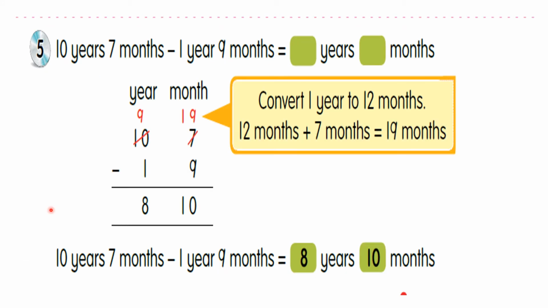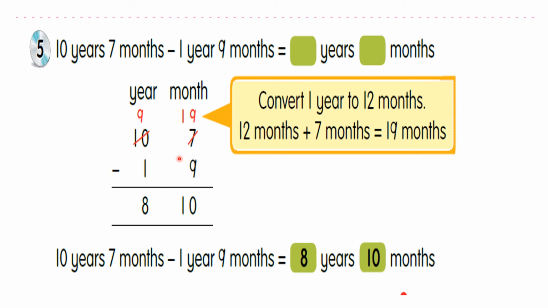Okay, this is the 5th example. This one is year and month. So the formula is 1 year, how many months? 12 months. Remember that. Okay. Then we're going to minus now. 10 years, 7 months minus 1 year, 9 months. So they ask the answer in years and months. So don't worry. Just write year, month. Write 10, 7 minus 1 year, 9 months.